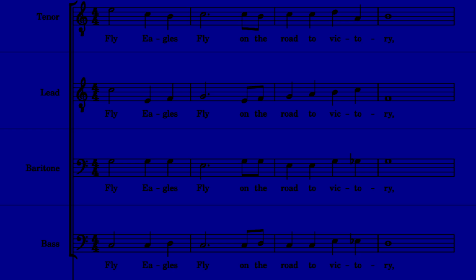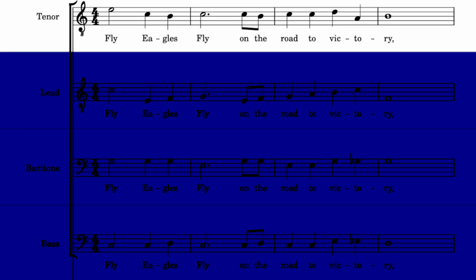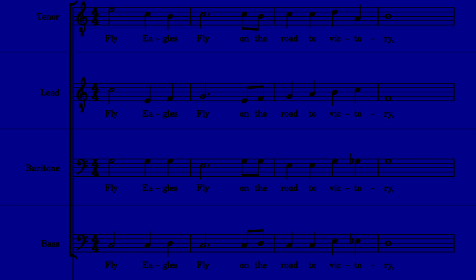Victory. You just heard the tenor part. It's higher than the lead, and it is sung in falsetto. What is this voice part?